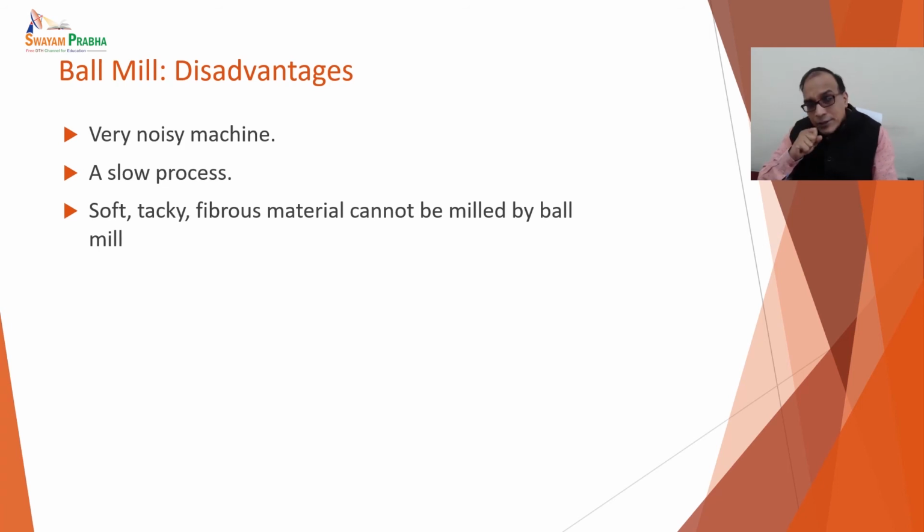What are the limitations and disadvantages of ball mills? This is a very noisy machine because the balls are moving, and that movement creates a huge noise. It's a slow process. Soft, tacky and fibrous material cannot be milled by a ball mill. Okay, these are some disadvantages.